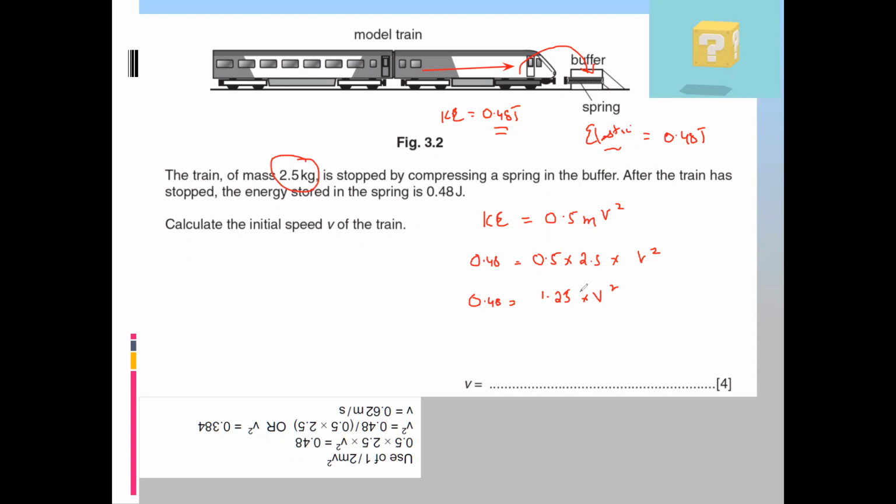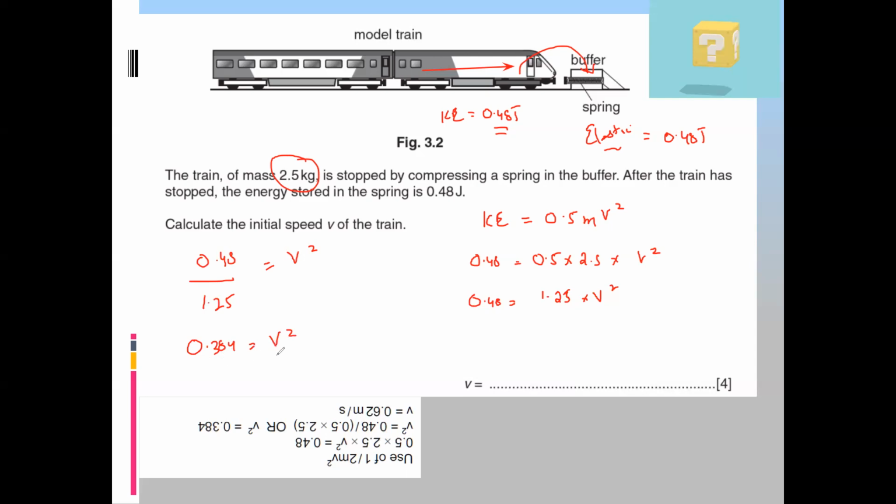Now we need v here. So 1.25 is multiplied on this side, on the other side it will divide. So 0.48 divided by 1.25 is equal to v square. When we divide 0.48 by 1.25, that's equal to 0.384. So 0.384 is v square.